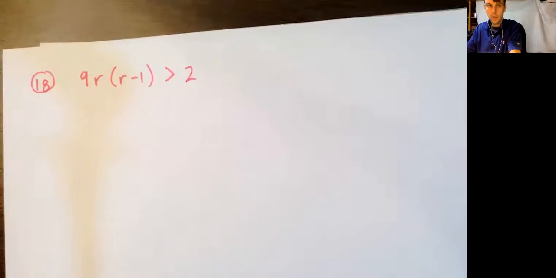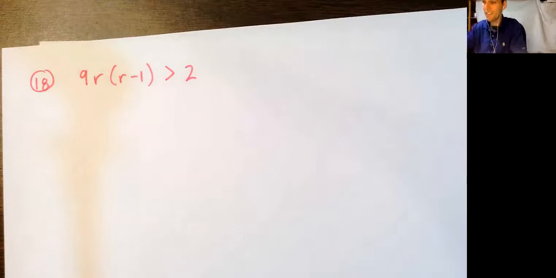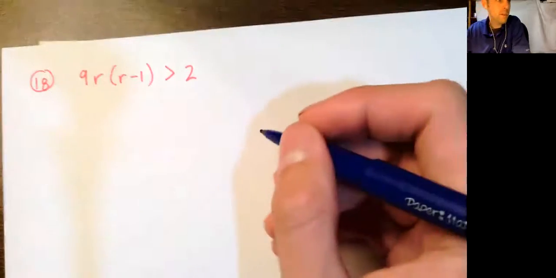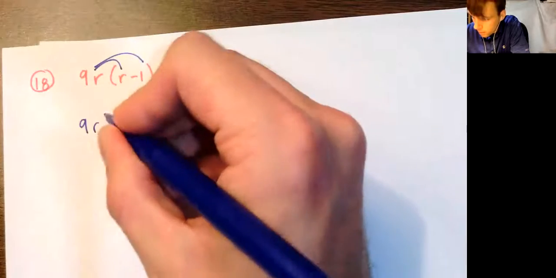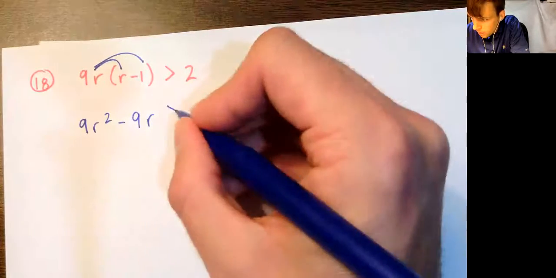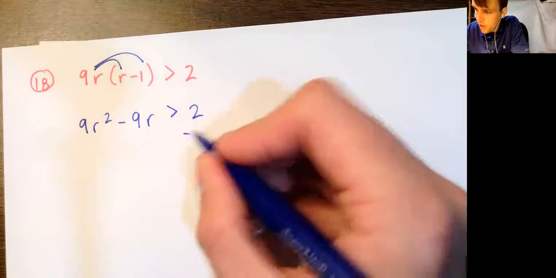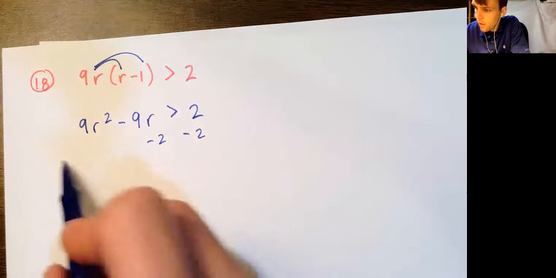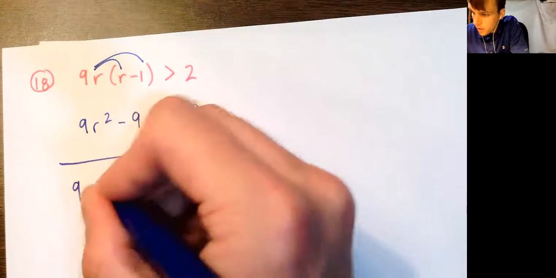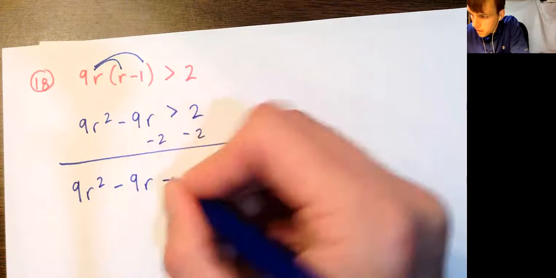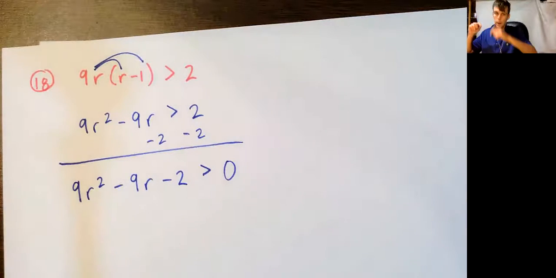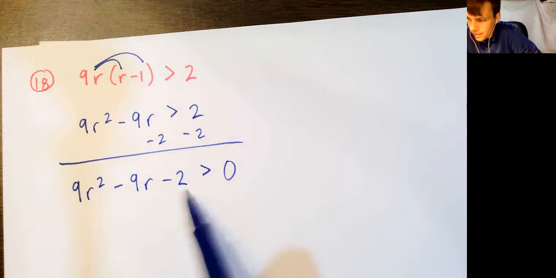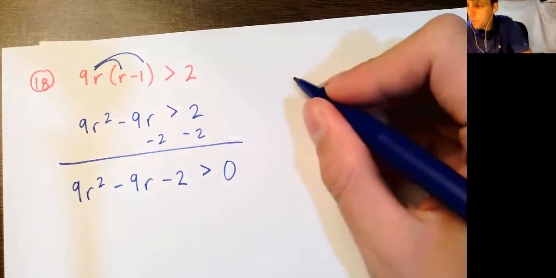Now, number 18. Again, it doesn't say equals 0, so I'm going to first start off with some algebra. Distribute this, and I'm going to subtract the 2 over. So we end up with 9r squared minus 9r minus 2 greater than 0. Again, this is a quadratic. It's going to be a parabola, and again, positive, so it's opening upward.